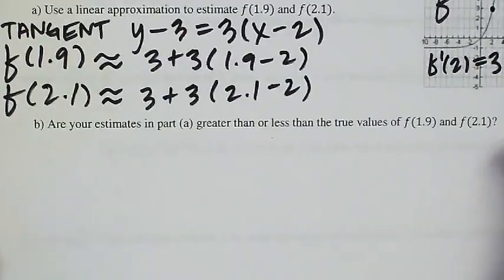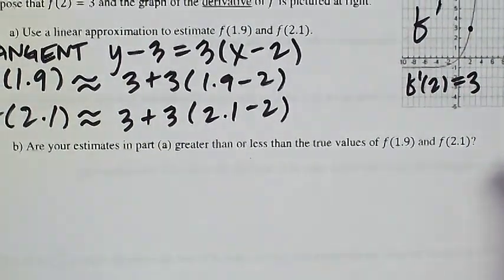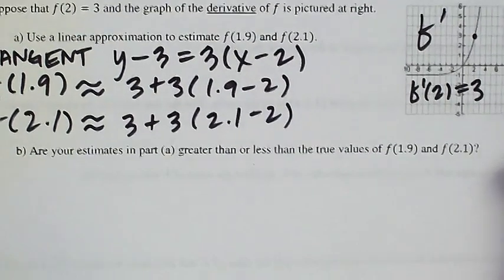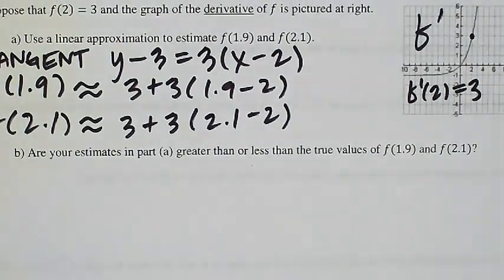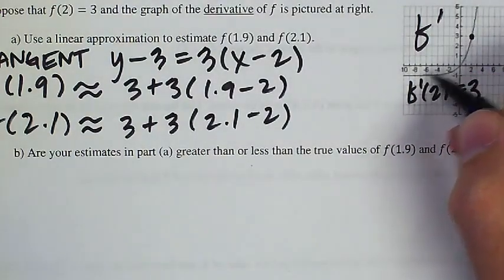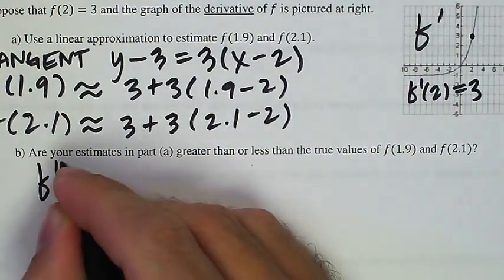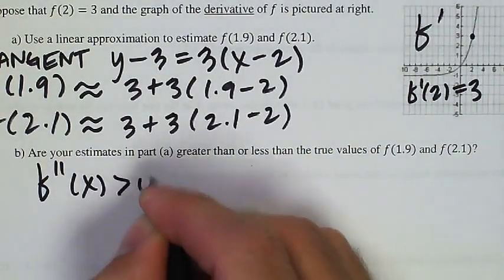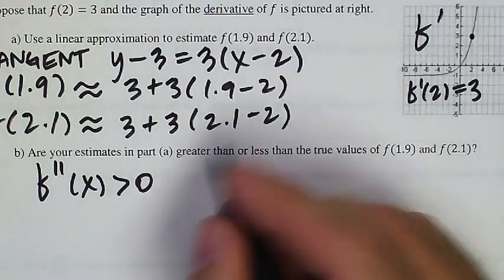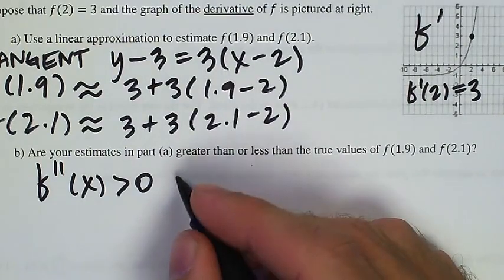Are my estimates in part A greater than or less than the true values of f of 1.9 and f of 2.1? We know that has to do with the curvature of the function, the concavity. So pretty much for all x, it appears that f prime is increasing. So I'm going to say f double prime of x is greater than 0, at least clearly near 2.